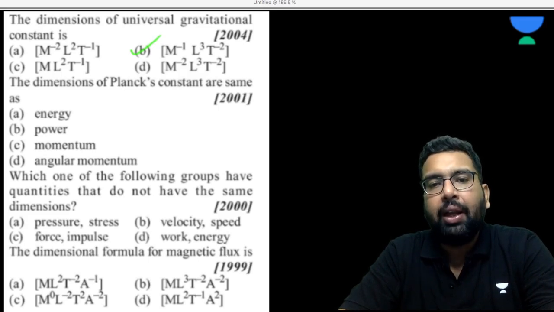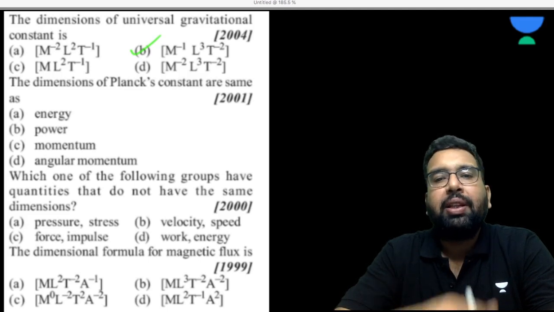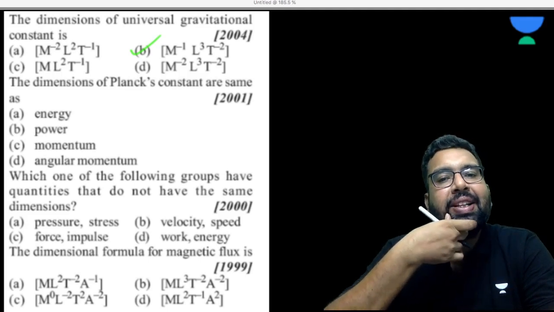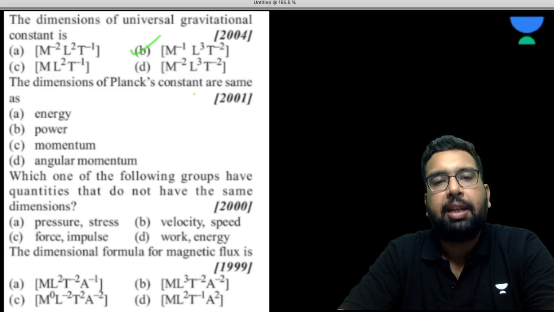Okay. Now let's go for the next question. So, what is the next question? It says, the dimension of Planck constant is the same as.